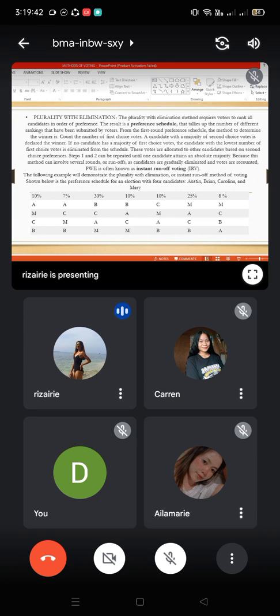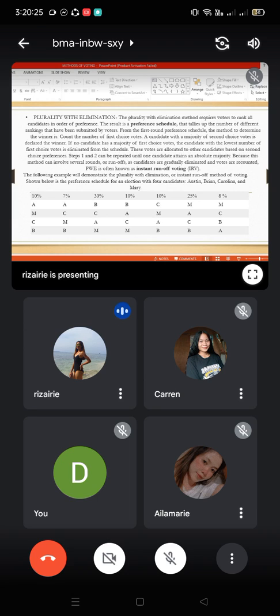If no candidate has a majority of first choice votes, the candidate with the lowest number of first choice votes is eliminated from the schedule. These votes are allocated to other candidates based on second choice preferences. Steps 1 and 2 can be repeated until one candidate attains an absolute majority. Because this method can involve several rounds or runoffs, as candidates are gradually eliminated and votes are recounted, PWE is often known as instant runoff voting or IRV. The following example will demonstrate the plurality with elimination or instant runoff method of voting.